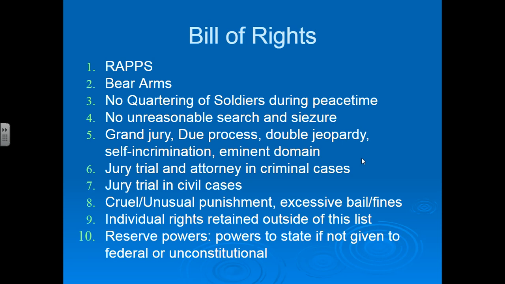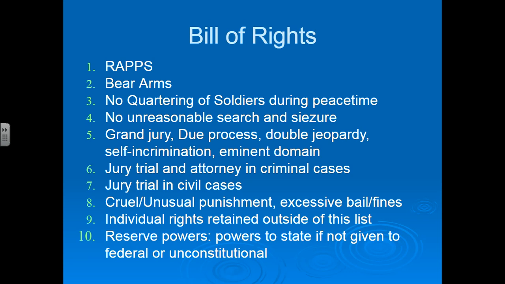Sixth Amendment is right to jury trial and attorney in criminal cases. So like if your freedom is at stake. Seventh is right to a jury trial in civil cases. So like if you're suing somebody. If you're a defendant in a civil case, you are not guaranteed an attorney. Sorry. Number 8 is protection against cruel and unusual punishment or excessive bail and fines.